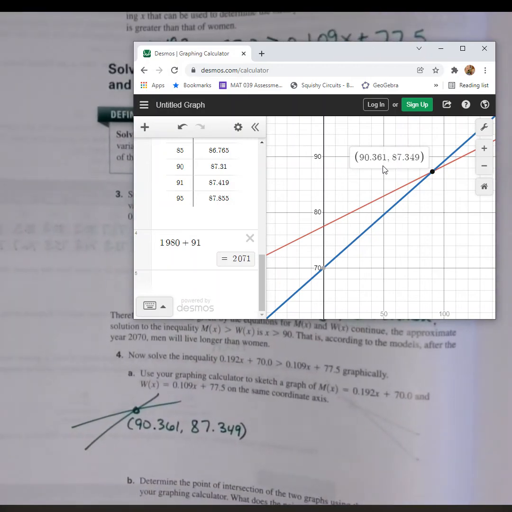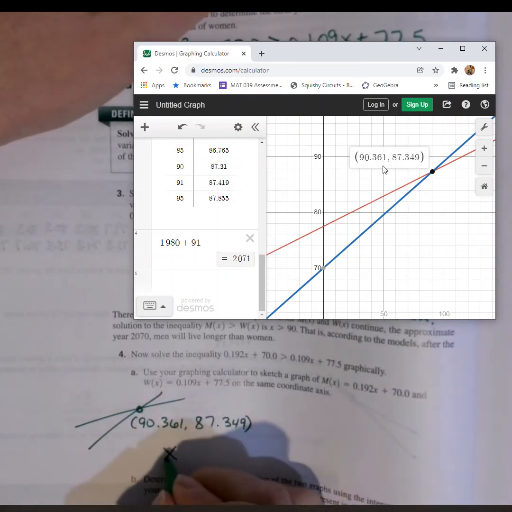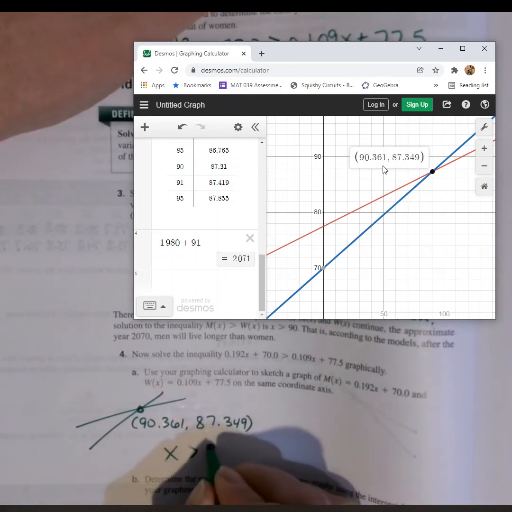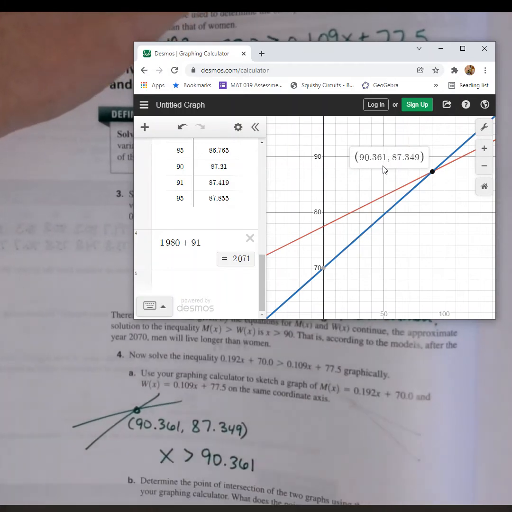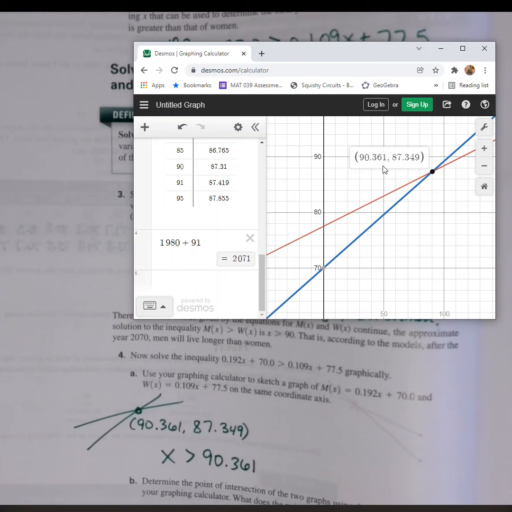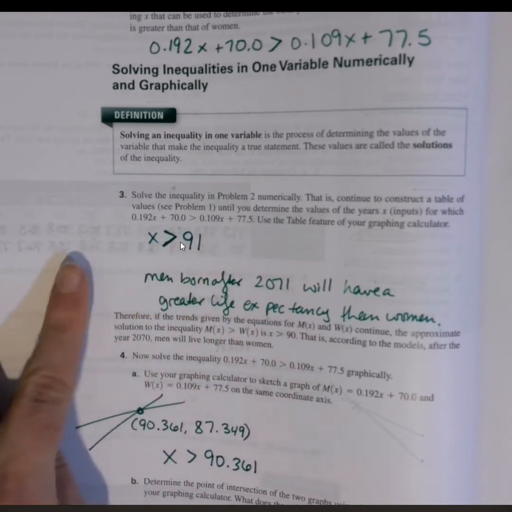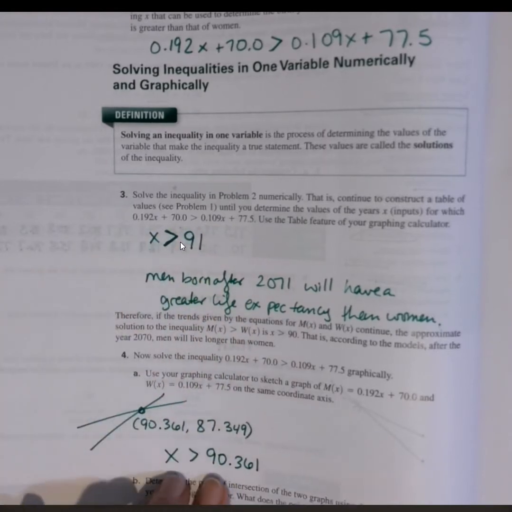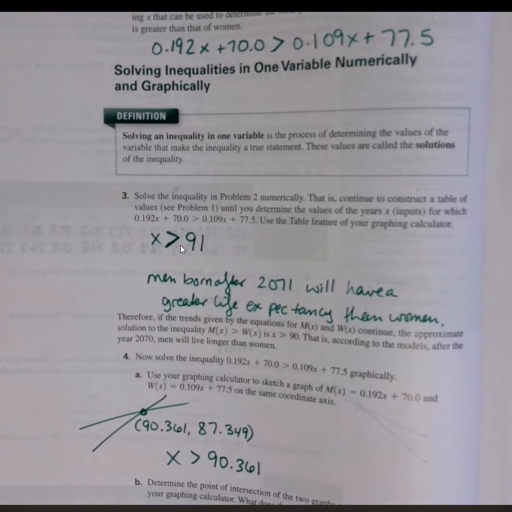Okay, so this means that the x value is again greater than, this time I know it's 90.361. I have some more precision on my solution than I was able to get before from the numeric estimate. The one we made before was really a rough guess estimate. We can get much more precision graphically and algebraically.